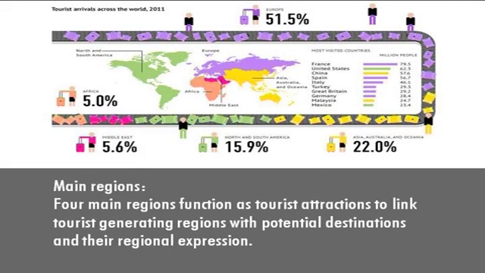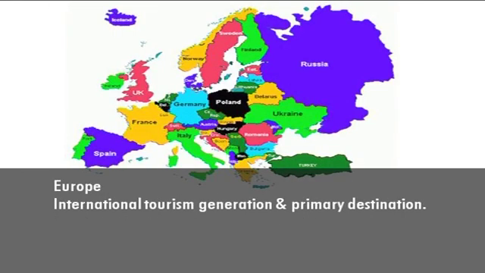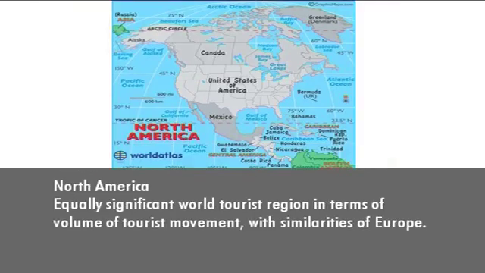Main regions. Globally, there are 4 main regions identified as tourist attractions. These regions link tourist-generating regions with potential destinations and their regional expressions. The first one is Europe. It has the world's focus of international tourism generation and the world's primary destination region. North America. It is also an equally significant world tourist region in terms of volume of tourist movement, whose general patterns of tourist development show striking similarities with that of Europe.